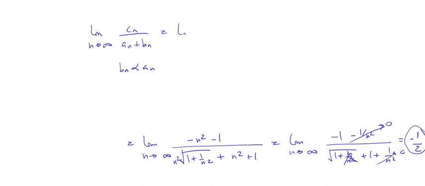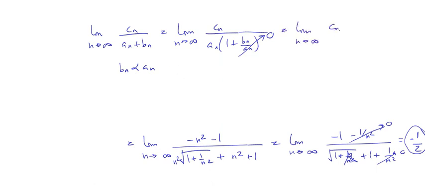Well, you can rewrite this like this: c sub n divided by a sub n times 1 plus b sub n over a sub n. But the limit of this is going to be 0, right? Because this is what negligible means. So this is just the limit when n goes to infinity of c sub n over a sub n. So the negligible sequence gets discarded, and this is what we have done here.